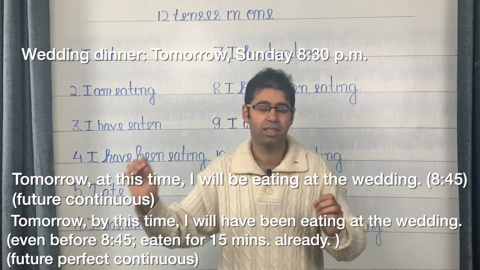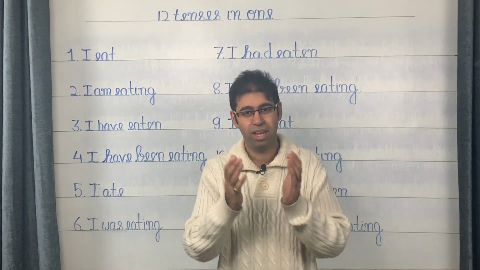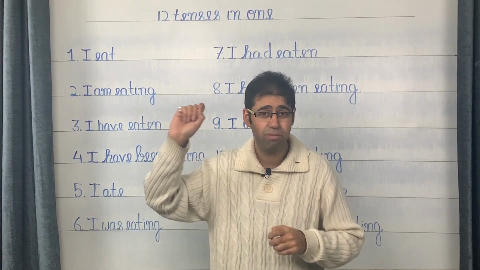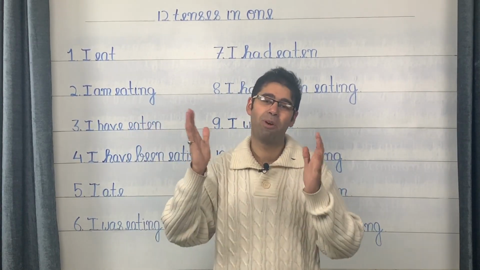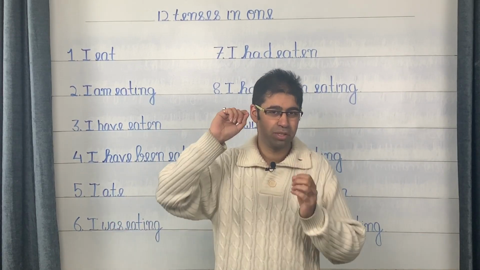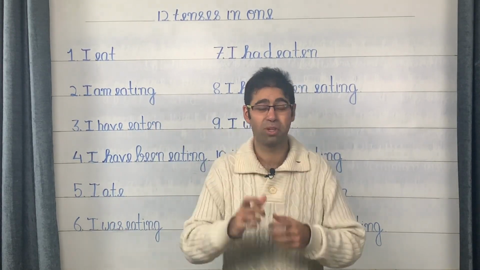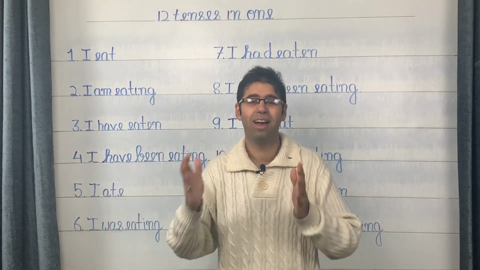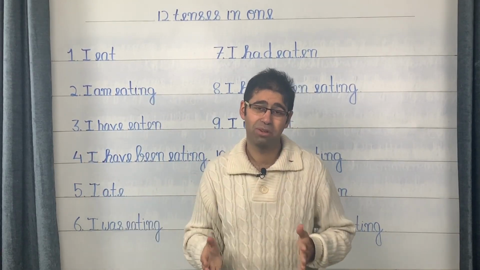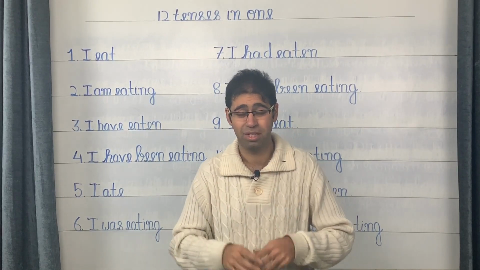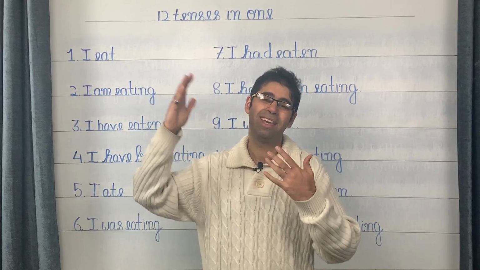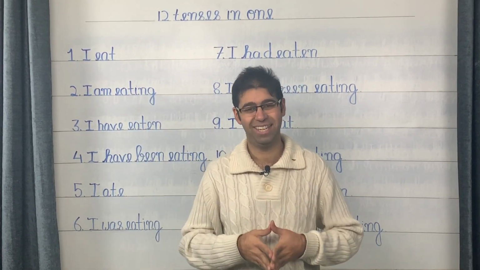So to complete that future perfect tense, we can have the sentence as that tomorrow by this time I will have been eating at the wedding for 15 minutes. So particular future moment with the future continuous, and how long, or the duration as well, along with the future perfect continuous. And it also helps you establish that you will be already in the middle of that activity in the future. So that's about the final tense.